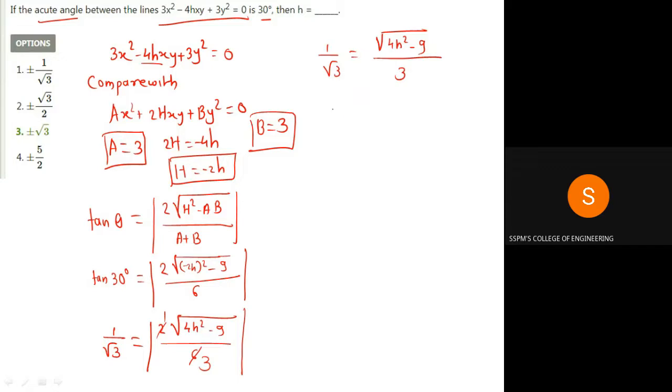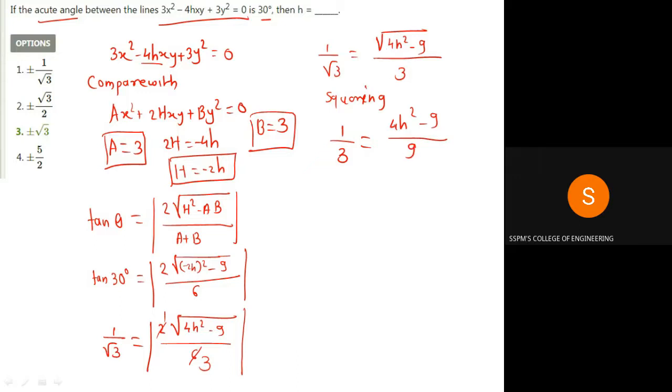So if we square this on both sides, what do we get? 1 upon 3 is equal to 4h square minus 9 divided by 9. This root and square will get cancelled.